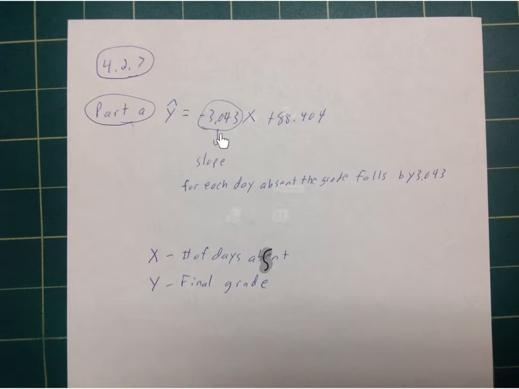The coefficient of X is the slope. And the question is, what does that represent? Well, for each day absent, the grades will fall or decrease by 3.043. If you put 1 in here or 2 in here, each time you increment it increases by a value of 1. The total value y hat will decrease by negative 3.043 or fall by that amount.